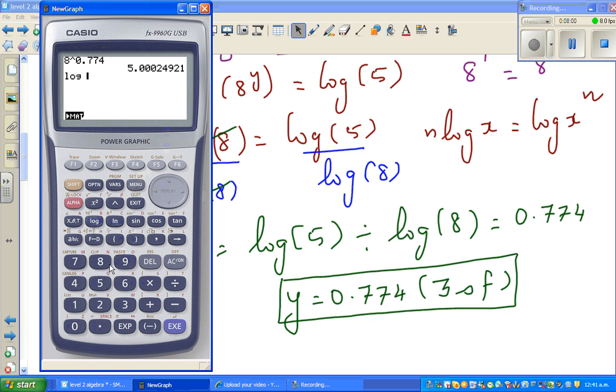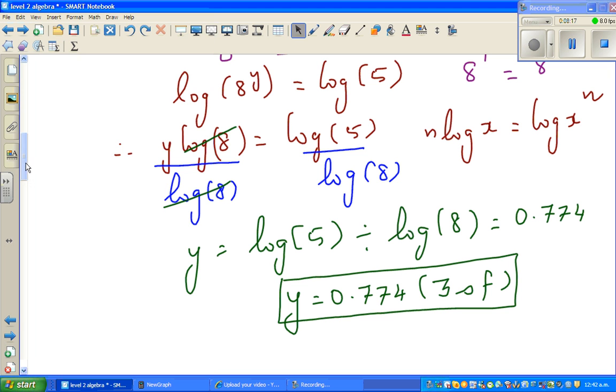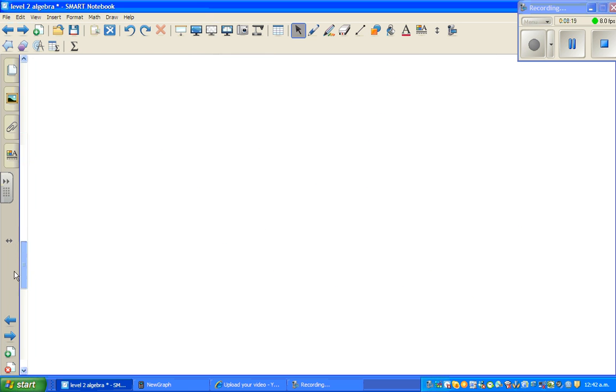If you go log 5 divided by log 8, you get this number. So 8 raised to this number, if you press shift answer, would give you 5. So that's exactly 5. Okay, let us look at one more question.